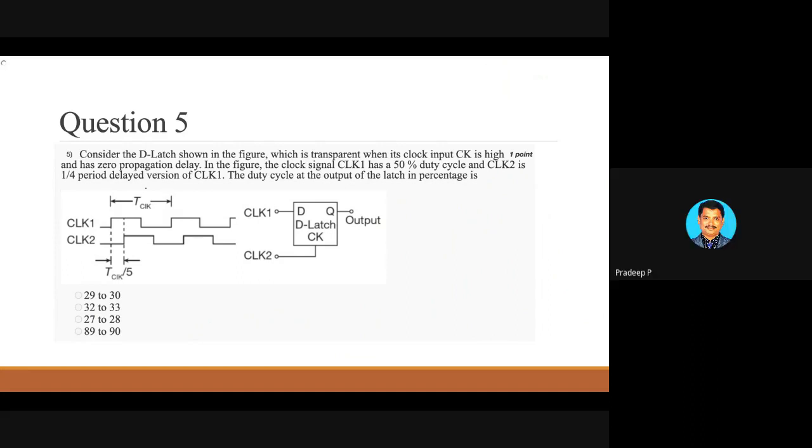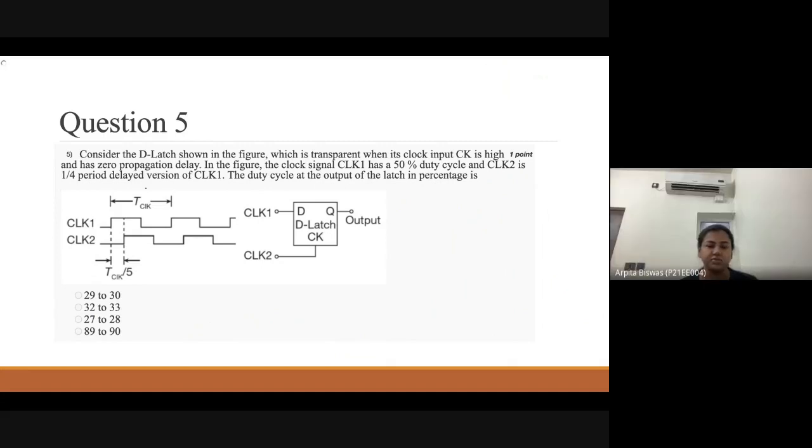Whenever clock is positive, it is a positive clock version. Whenever clock 2 acts as high level, then it follows clock 1 at the Q output. Maybe 29 to 30 percent, I will get T on minus T off by total T, like that we are taking duty cycle. Okay, so let's find out the answer.